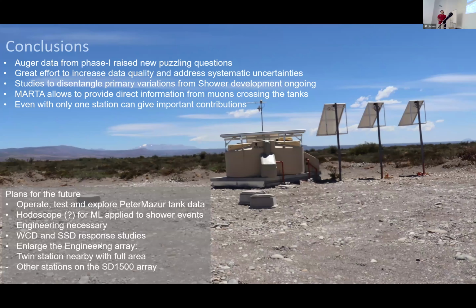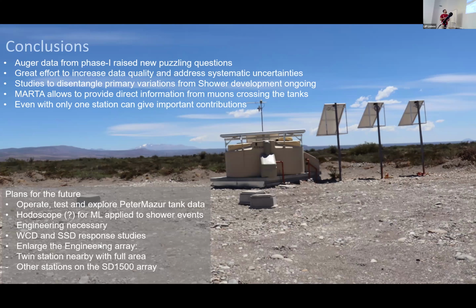So, reaching the conclusions. The Auger data from phase 1 raised new puzzling questions and new measurements to be made, and we are making a great effort to increase the data quality and address systematic uncertainties. It's not only a question of statistics, it's not about upgrading the detector and waiting for long statistics. Part of it is understanding our detector to train machine learning algorithms to go back and recover our data from phase 1. And so we expect to have the full data set saying things with more power.